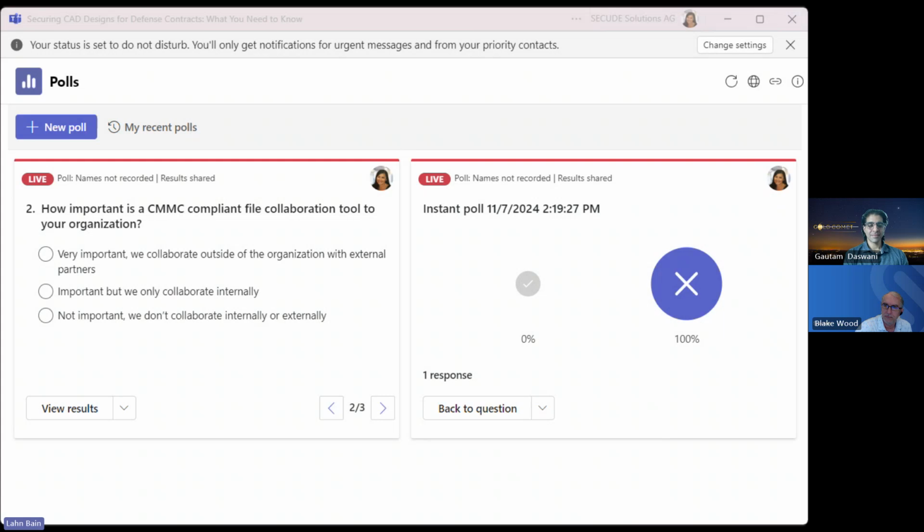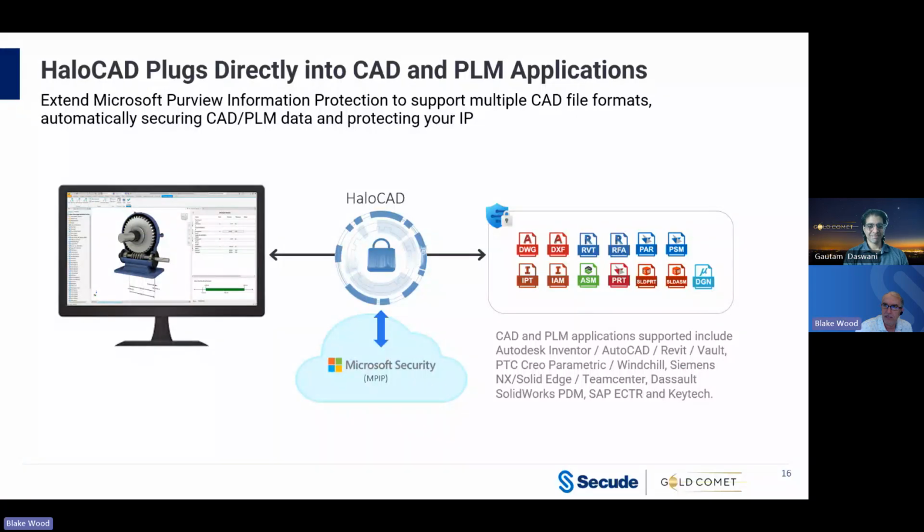So I'll go ahead and swing it back over to Blake. Okay, thank you. Just reshare this. All right, can everyone see this again? We can, thank you. All right.